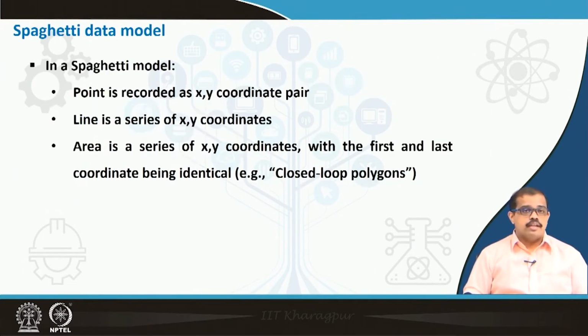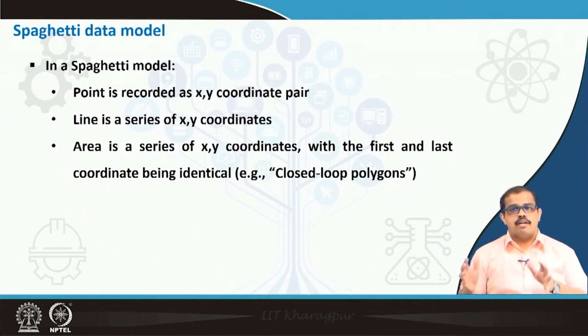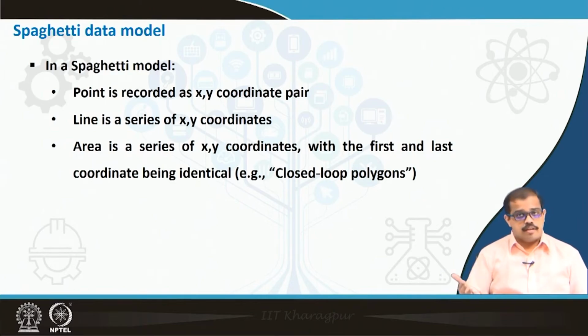When we look at the spaghetti model, the point is represented in the form of an x y coordinate pair. A line is a series of xy coordinates, so there is no change in definition. An area is a series of xy coordinates with the first and the last coordinate being identical. This is nothing but a closed loop, the same definition.